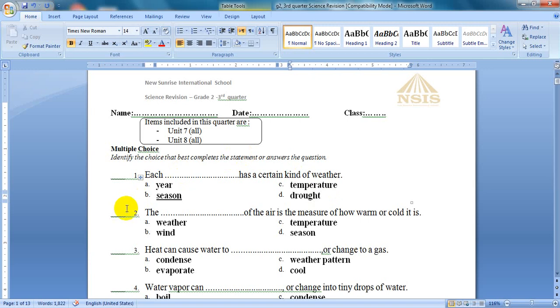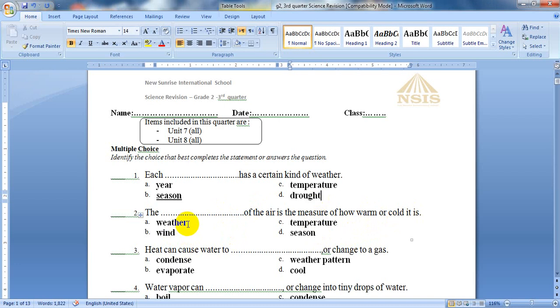Question number 2. The space of the air is the measure of how warm or cold it is. What does it mean when I ask you how warm or cold the air is? Is it weather, wind, temperature, or season? Let's remember the 4 definitions together.